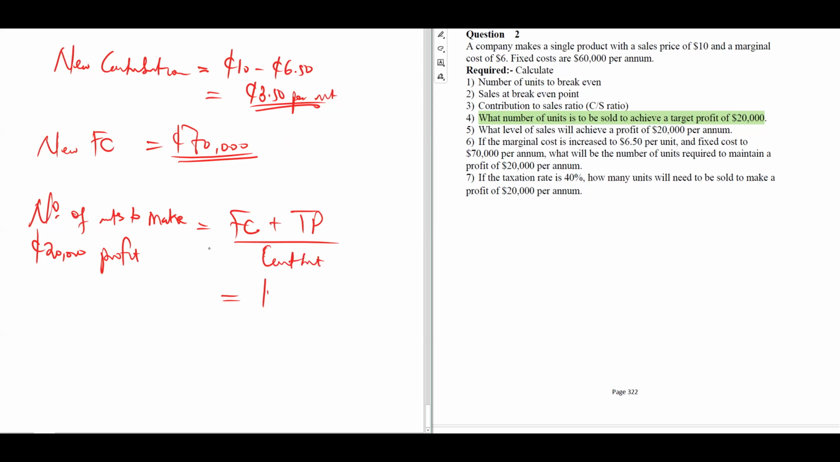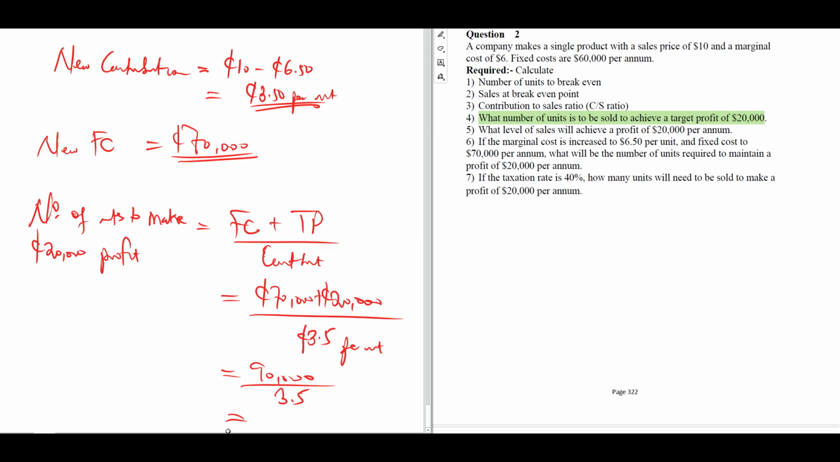So we know that this is 70,000. Want to make profit of 20,000, so divided by what? Contribution per unit, which is what? Our new contribution, 3.5, right? Per unit. Okay. So that will give us 90,000 over what? Over 3.5. And how many units?